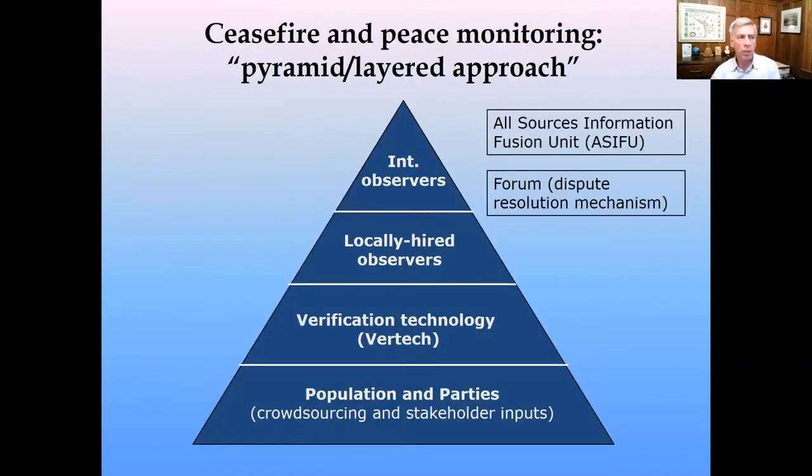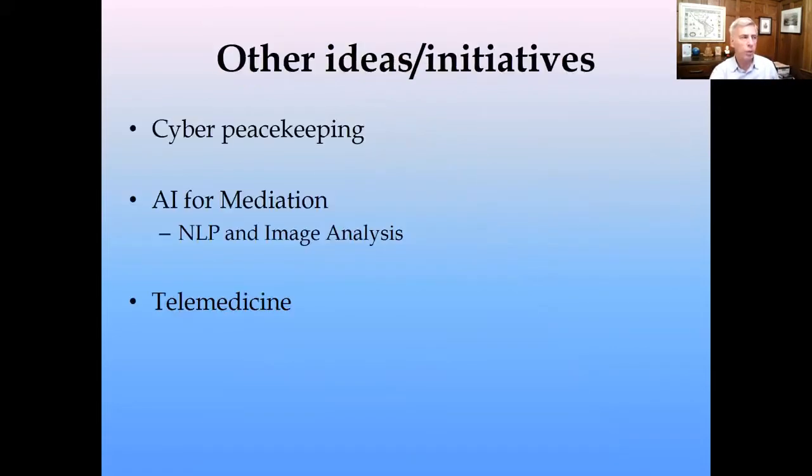So the international mission is only at the top of the pyramid, but further on down, at the bottom is really the population that provides the most important and the largest amount of information, the technology, the sensors on top of that, locally hired observers, and then it's all tied in through some sort of fusion unit.